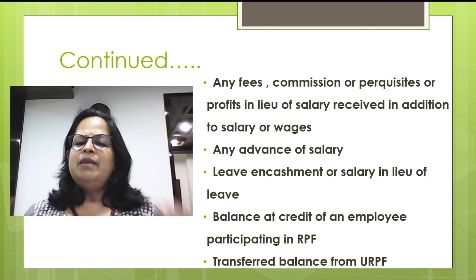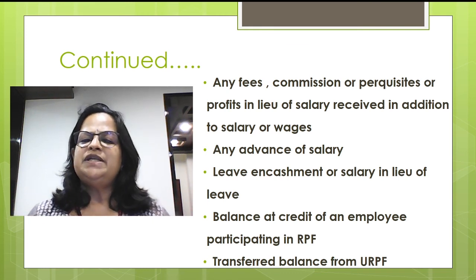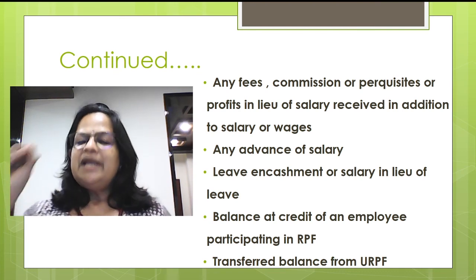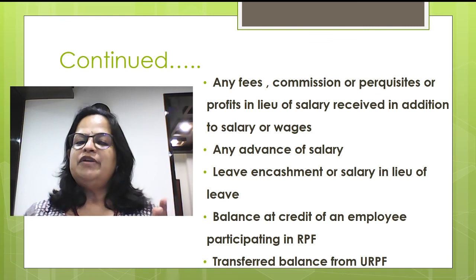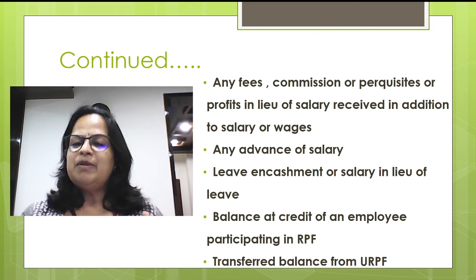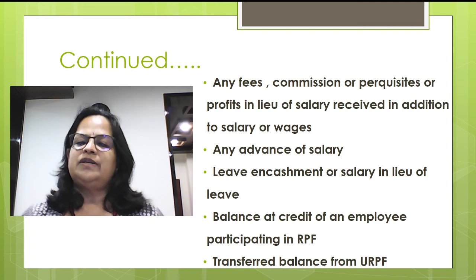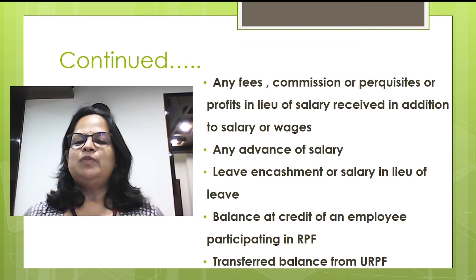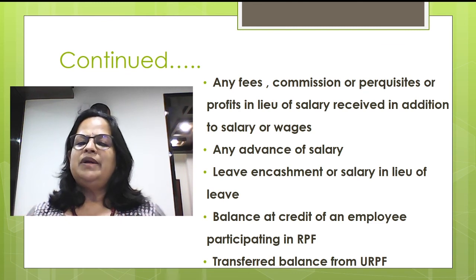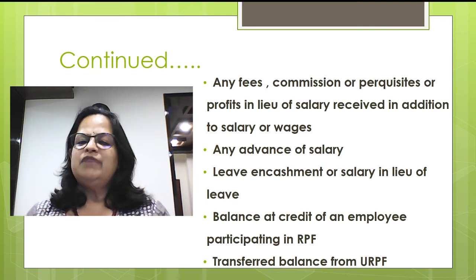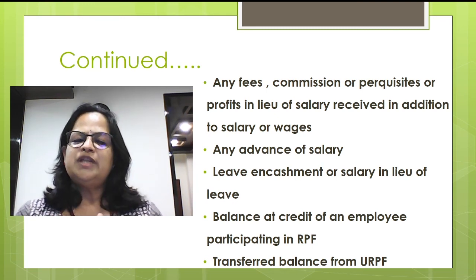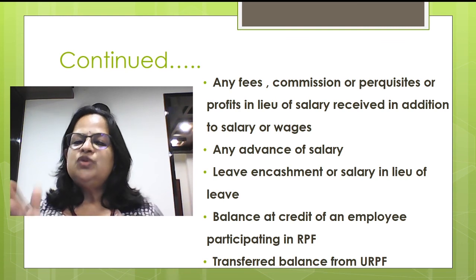Next point, balance at credit of an employee participating in recognized provident fund. See, there are different types of provident fund: recognized provident fund, statutory provident fund, public provident fund, and unrecognized provident fund. So this is the next module I am going to explain, the types of provident fund and the tax treatment for that. So here you have to remember, unrecognized provident fund and recognized provident fund are related. So these 2 points combined jointly I am going to explain.